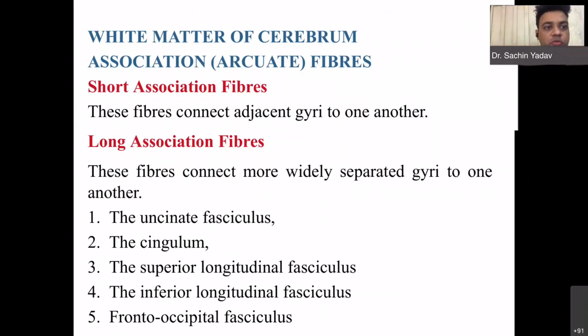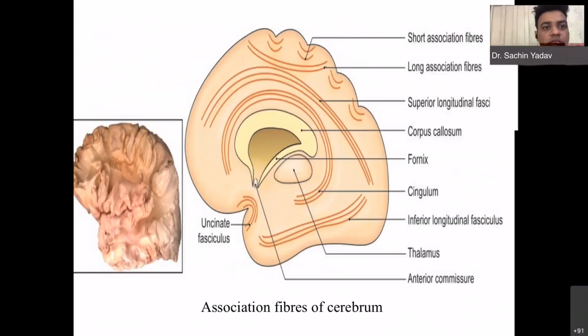Examples of these are the uncinate fasciculus, the cingulum, the superior longitudinal fasciculus, the inferior longitudinal fasciculus, and the fronto-occipital fasciculus. All these fibers are confined to a single cerebral hemisphere. They do not cross from one cerebral hemisphere to reach the other, only within a single cerebral hemisphere. Got it? You can see how the association fibers are shaped. They make a curvature, therefore they are also known as the arcuate fibers.